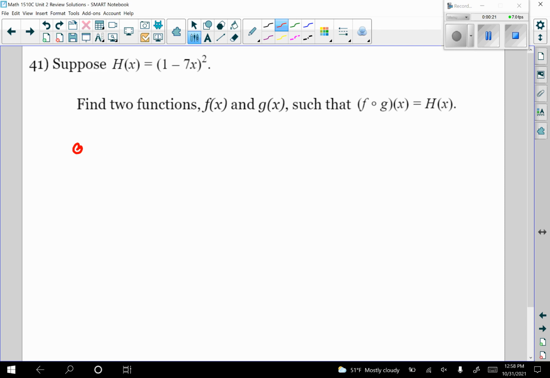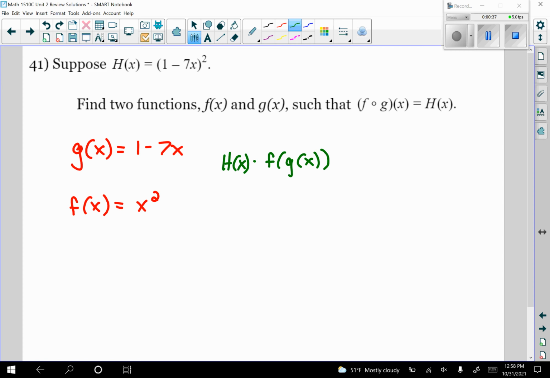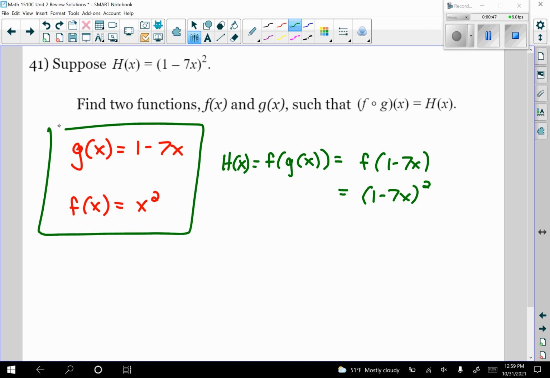So we usually let g of x equal the inside stuff, so that could be 1 minus 7x. And then f of x would equal the outside stuff, so whatever we give it, we're just squaring. And that would be it, because f of g of x, which is h of x, would become f of 1 minus 7x, which is 1 minus 7x, that whole quantity, squared. So this would be our answer.